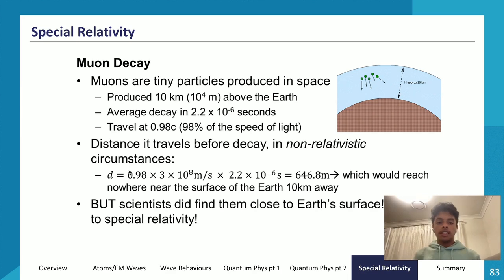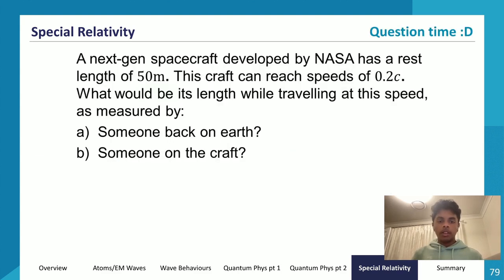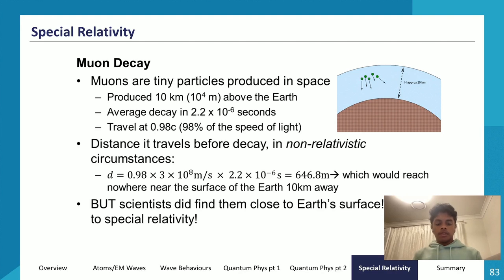So this distance of 10,000 kilometers is going to be very contracted, right? From the muon's perspective, the distance is 10,000 kilometers times root 1 minus v squared over c squared. So 1 minus 0.98 squared, and the length it has to travel is going to be 1.9 kilometers-ish. So this 10 kilometers becomes 2 kilometers from the muon's perspective. So it has to travel a lot less distance than it actually does, right? So within those 2.2 microseconds from the muon's perspective, it's reached a much closer distance to Earth.